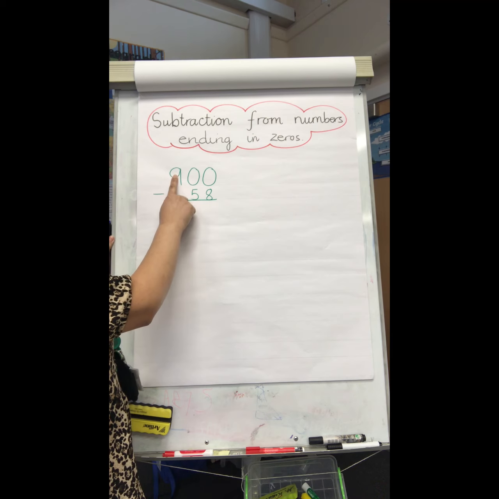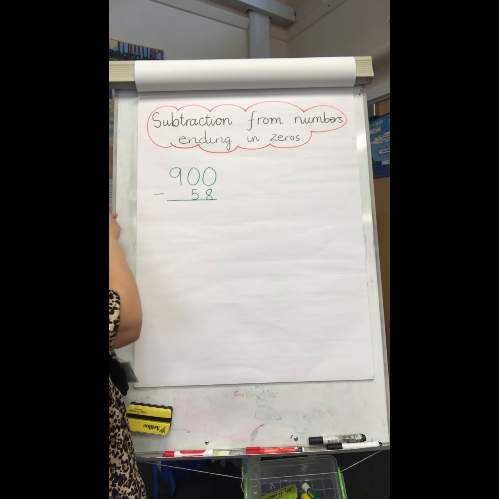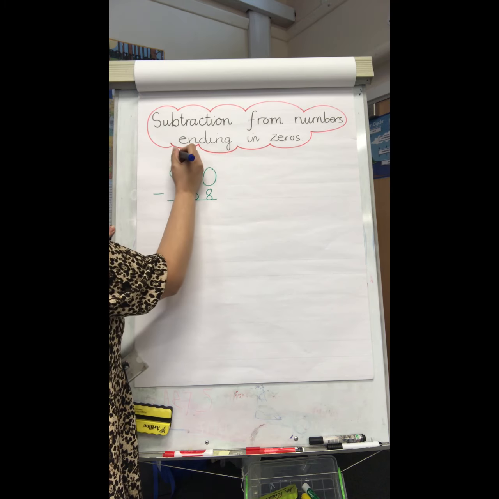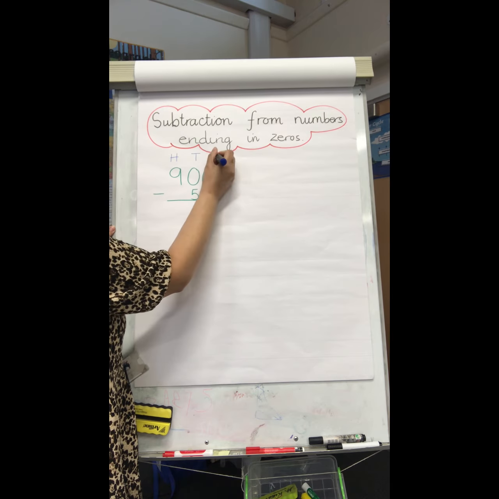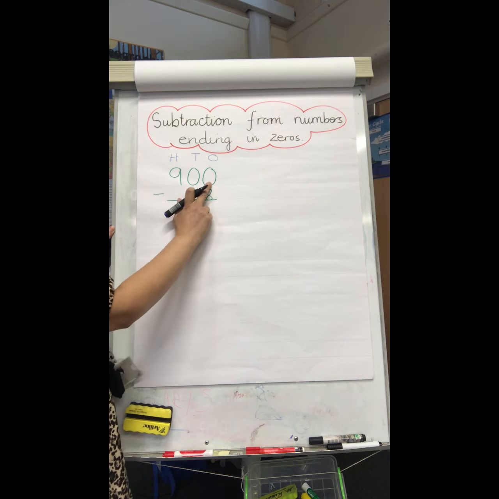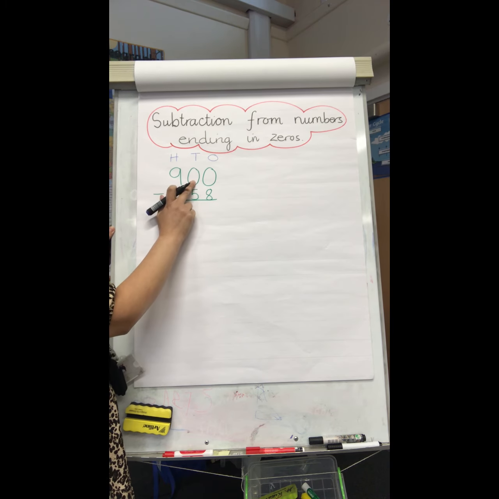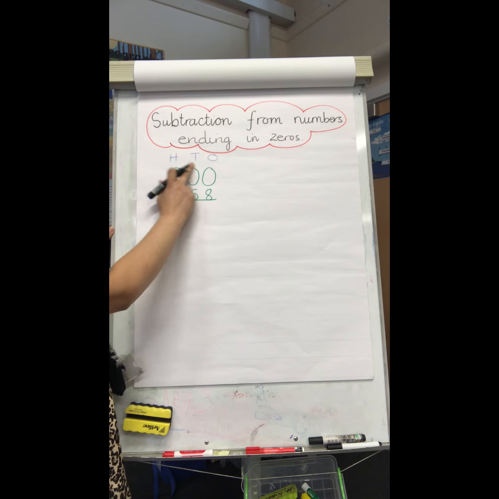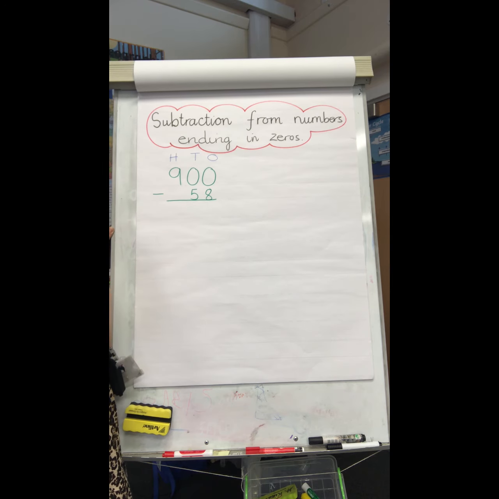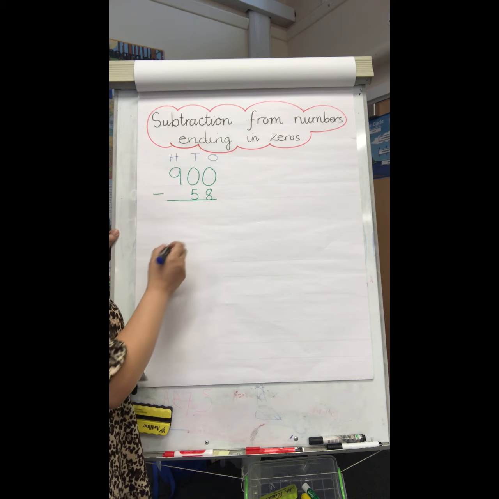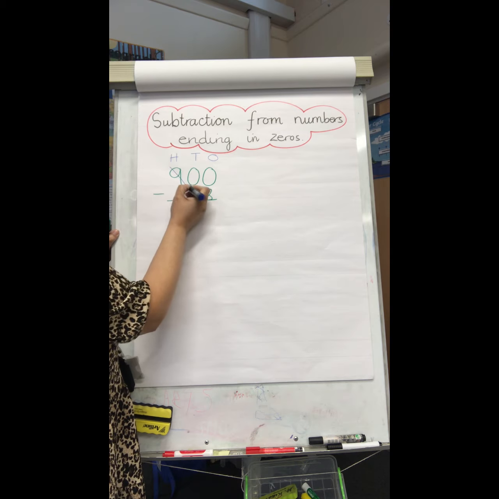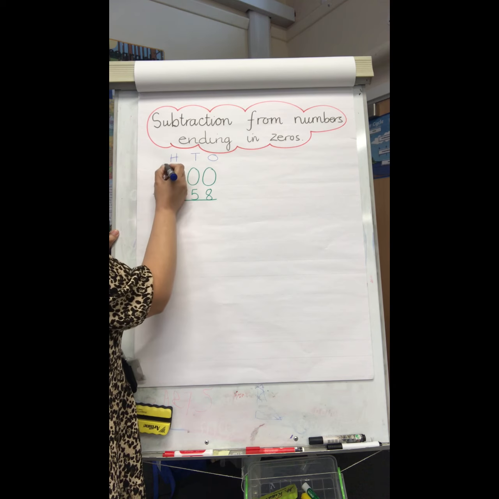So what should I do? I go to the next higher column, which is my hundreds column. Let's label these columns: hundreds, tens, and ones. I've got nothing in the ones. I borrow from the next column. There's nothing there as well. I go to the next column, so I'm going to ask them for 1. They give me 1. What do I do? I take 1 away from the 9, which means I'm left with 8.